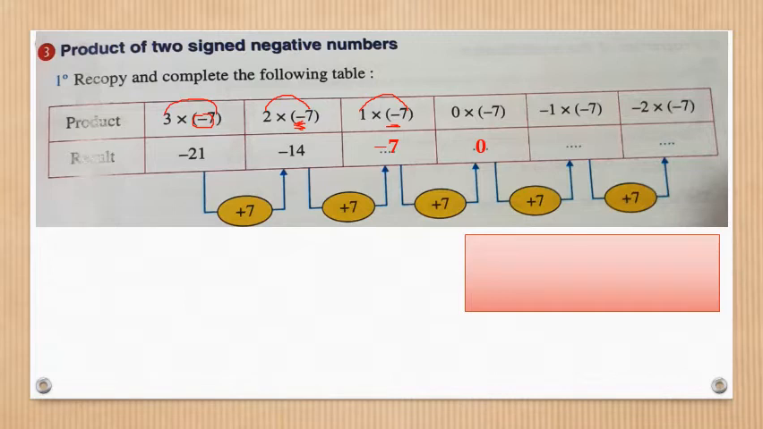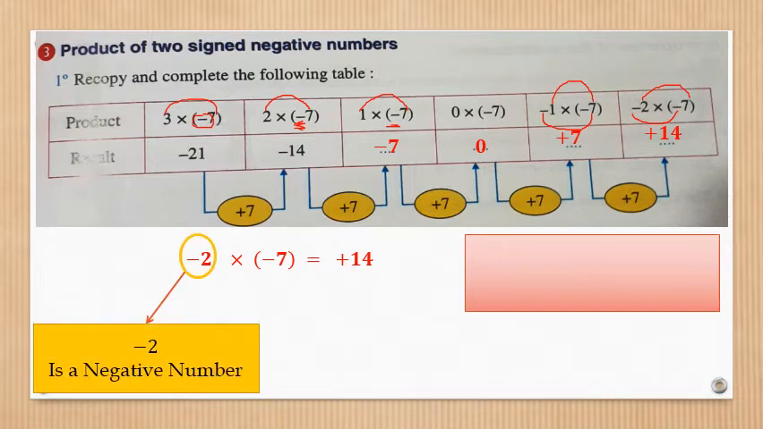So what to do here? 1 times 7 is 7. And we have minus times minus, which is plus. Minus 2 times minus 7. 2 times 7 is 14. And the signs multiplied by each other, minus minus, means a plus. So, to abbreviate, minus 2 times minus 7 equals plus 14.